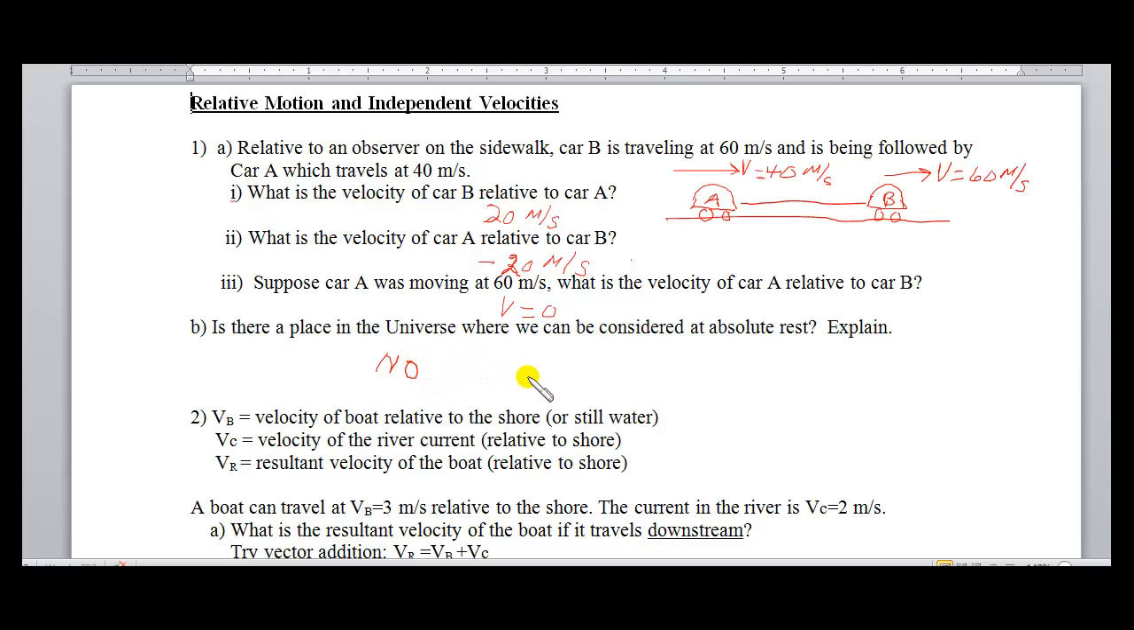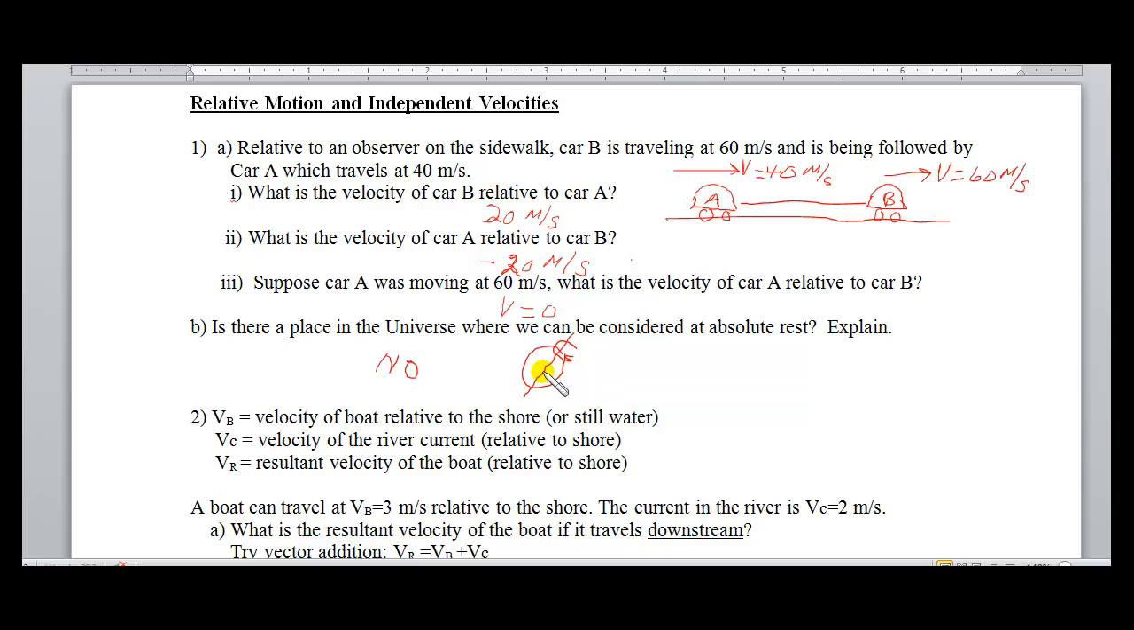For example, you might say that you're sitting at a table and you're at rest on the Earth's surface, but suppose we look from a different frame of reference, that of an observer at the center of the Earth. Now we know the Earth is rotating on its axis. So somebody at the center of the Earth would say, well, everybody and everything on the Earth's surface is moving, such that there's one rotation every 24 hours.